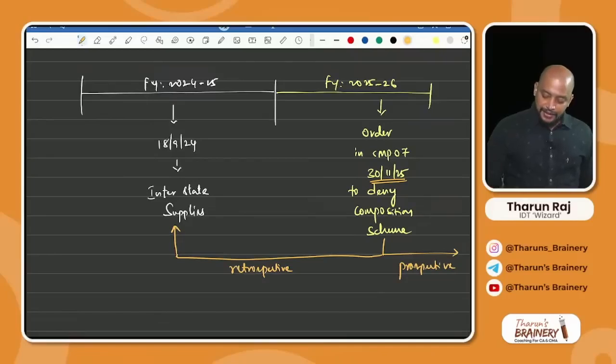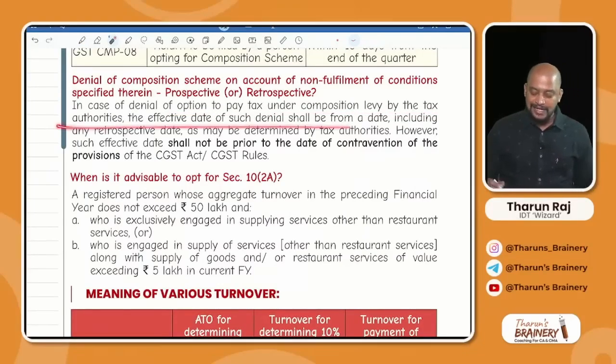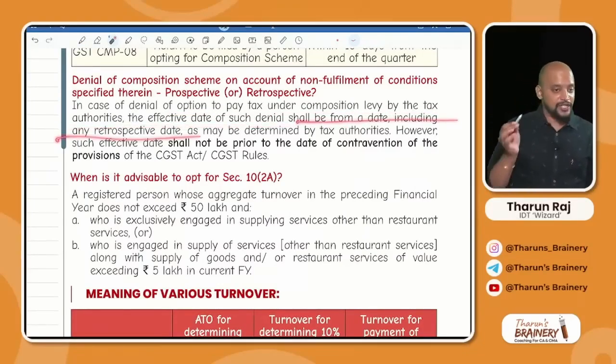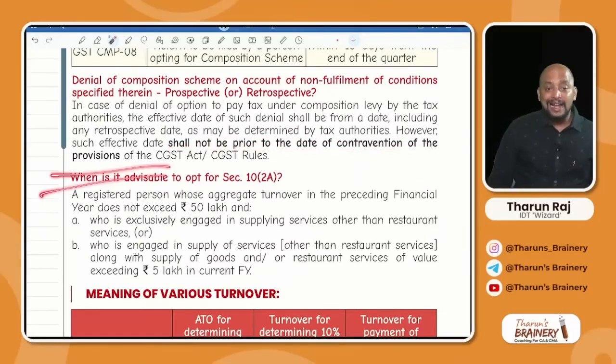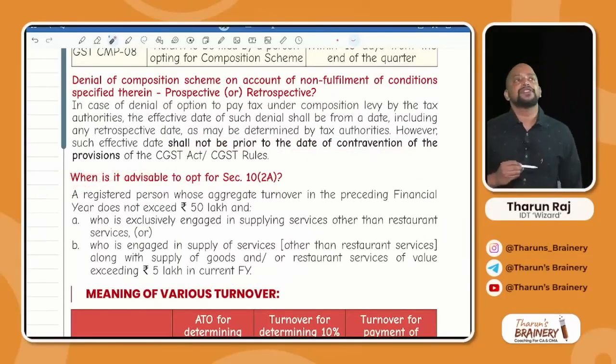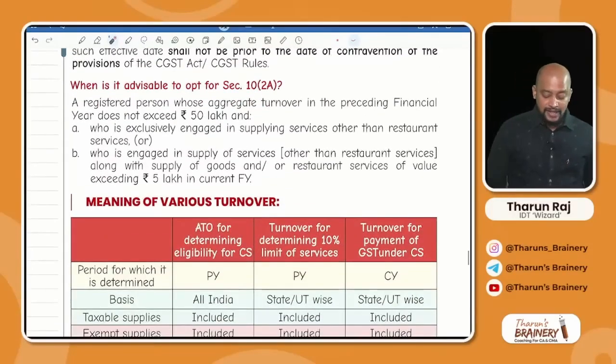So you can read that. In case of denial of composition scheme, option to pay tax under composition levy by the tax authorities, the effective date of such denial shall be from a date including any retrospective date, as may be determined by the tax authorities. However, such effective date shall not be prior to the date of contravention of provisions of CGST Act or CGST rules.